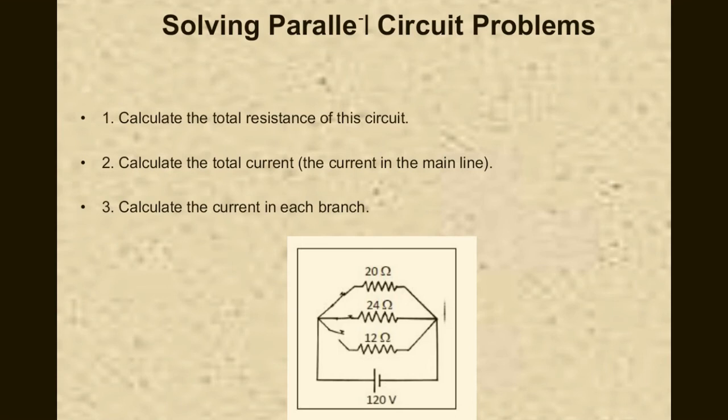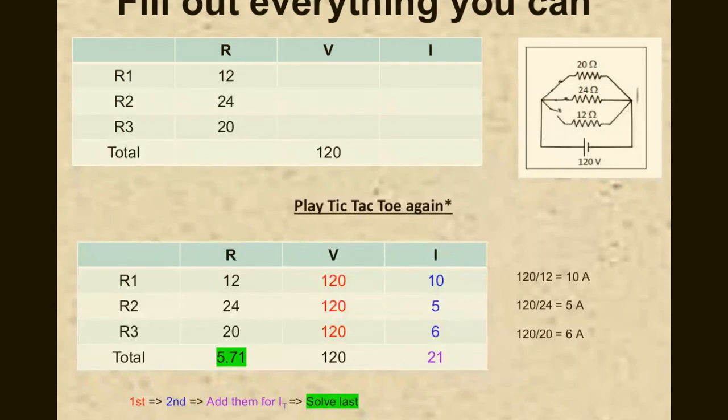So at R1, we see that in that branch, there's an open switch. So technically that one is not working there. The other two would be considered to be working, but we're going to go ahead and solve for the values for each single resistor. So we're going to go fill out everything that we can. Again, we had our 12, 24, and 20, and our voltage was 120.